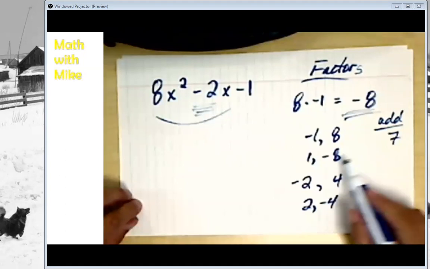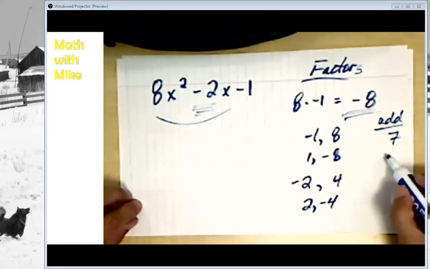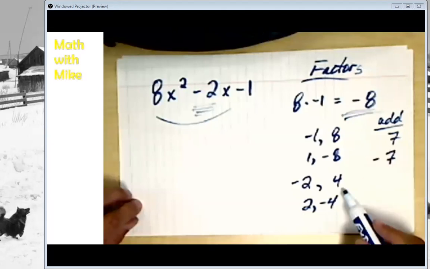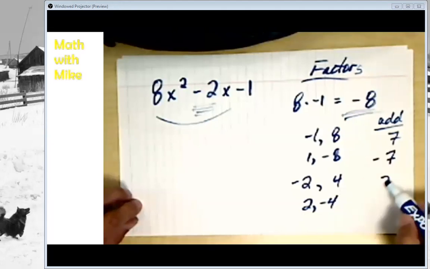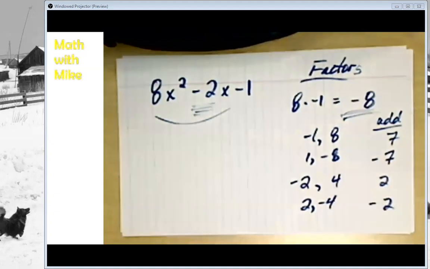First one's plus 7, this one's minus 7. Next one, plus 2 for that one. Yeah, last one's minus 2. Right on. So which ones do we need? Okay. Yeah, 2 and the minus 4. These ones right here. What do we do with them?